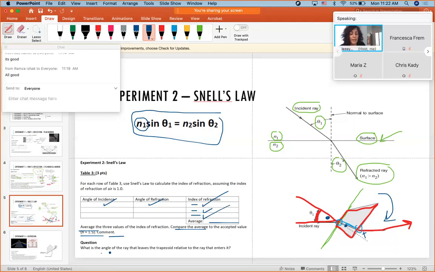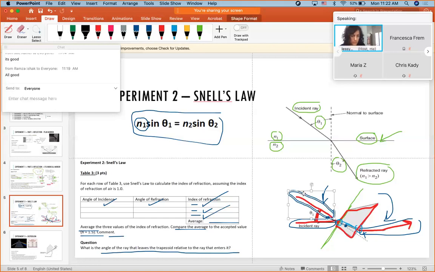What is the angle of the ray that leaves the trapezoid relative to the ray that enters it? They want you to compare the initial ray to the final ray. Okay, so think about it a bit. By the way, this is not the initial ray, that's the normal. This is the initial ray. Let me see if I can remove this.